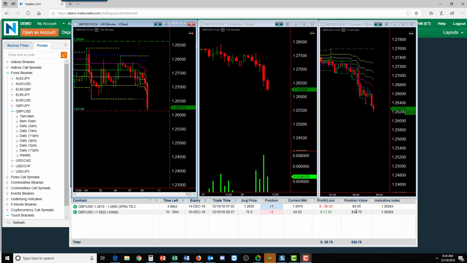In this case, it could go below 1.2615, but that would also be below my 1.2622 binary, which means I would make money on this one even though I lost money on the other one. So it's just different strategies that you can put together to actually trade the bracket orders with the binary options.